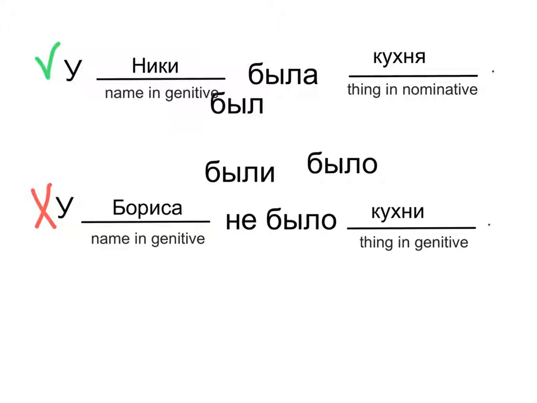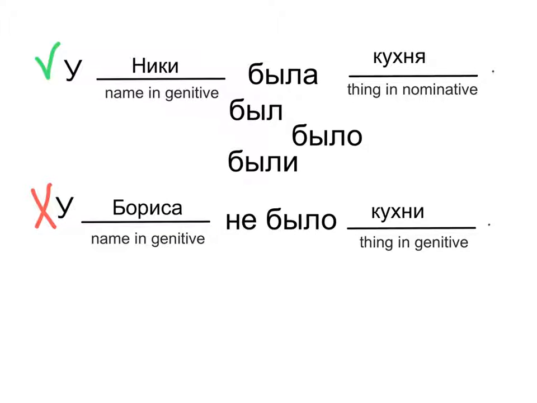What you notice is that the form of the verb to be in the past has to change depending on the gender of the thing that's being owned. Whereas in the past tense, when someone doesn't have something, we have every time не было. It will always be neuter. And also notice that the stress is always on the не. У Бориса не было кухни. У Бориса не было карандаша.